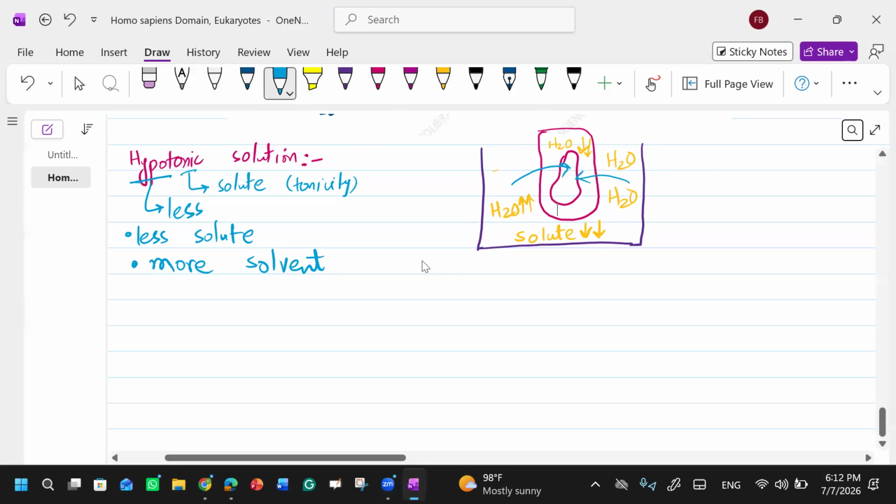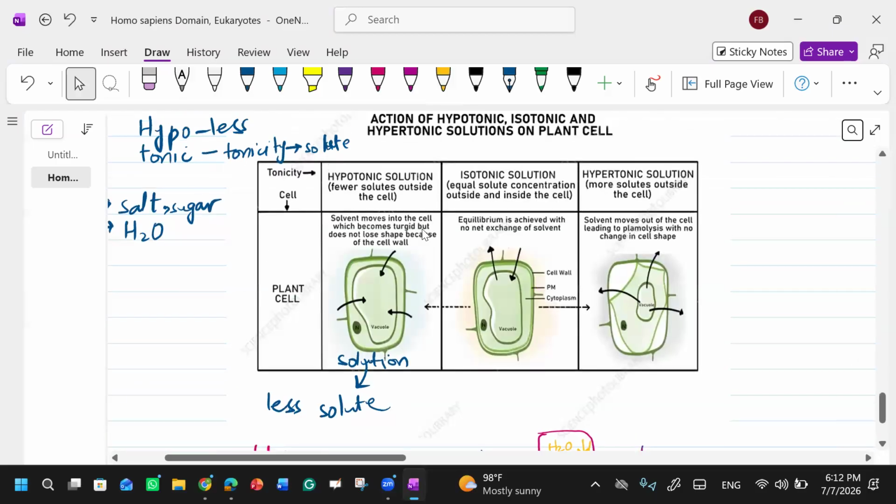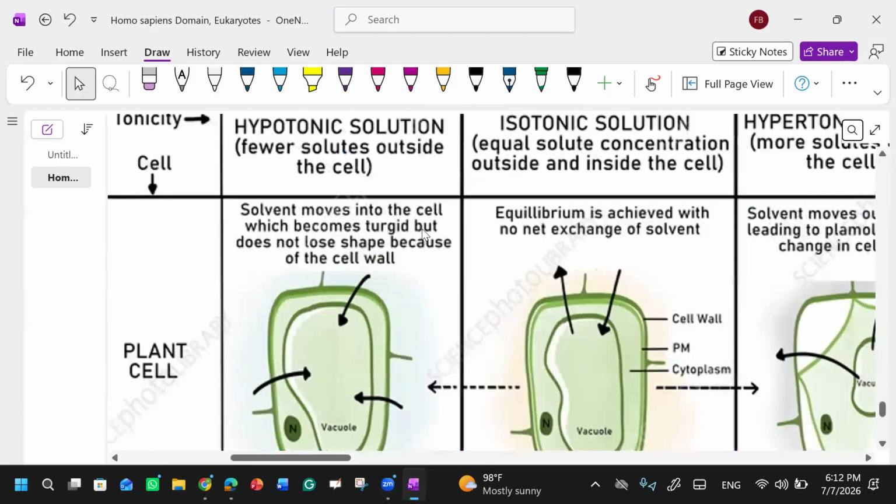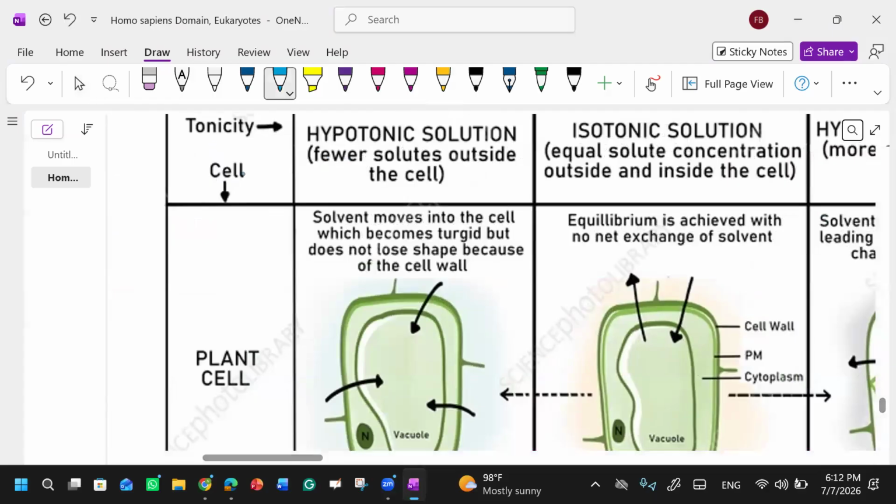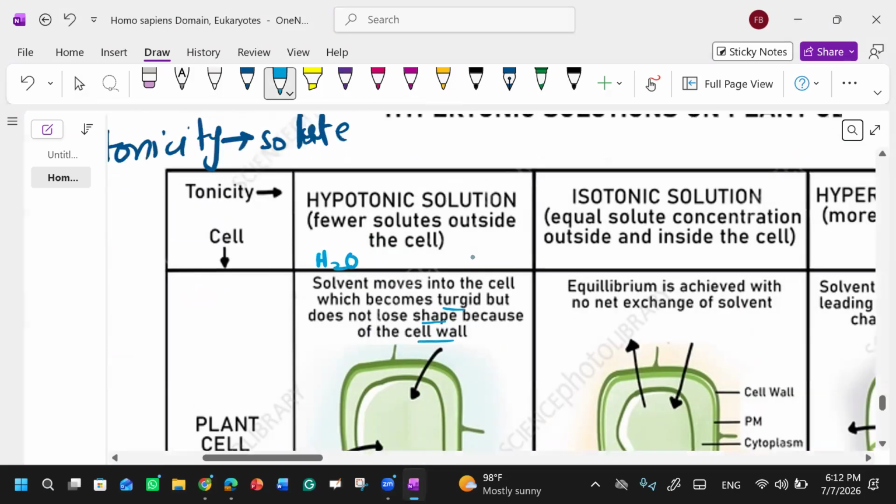Okay, this one, you see what they have mentioned here is that the solvent moves into the cell. Solvent means water. Solvent moves into the cell which becomes turgid, but does not lose shape. Why will the shape not be lost? Because the cell wall protects it. The cell will avoid bursting. Clear? Because of the cell wall, the shape will be maintained. Are you clear?